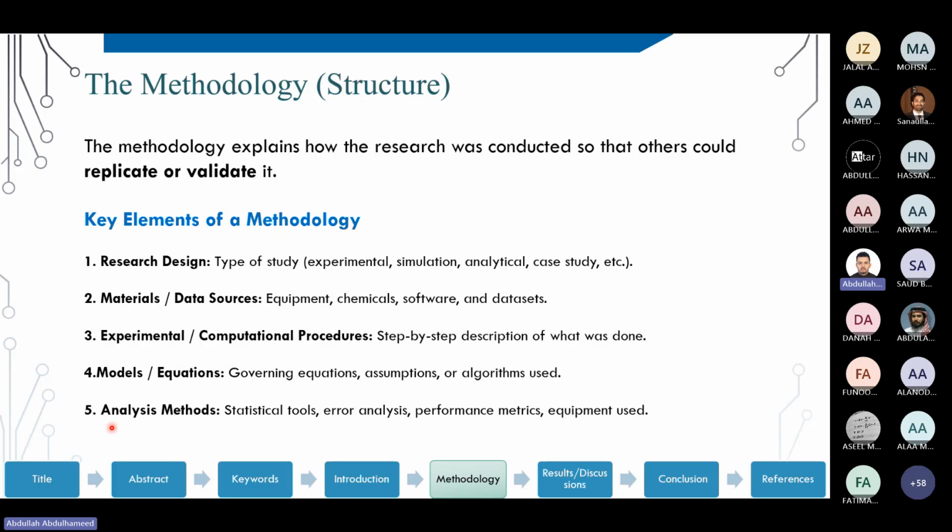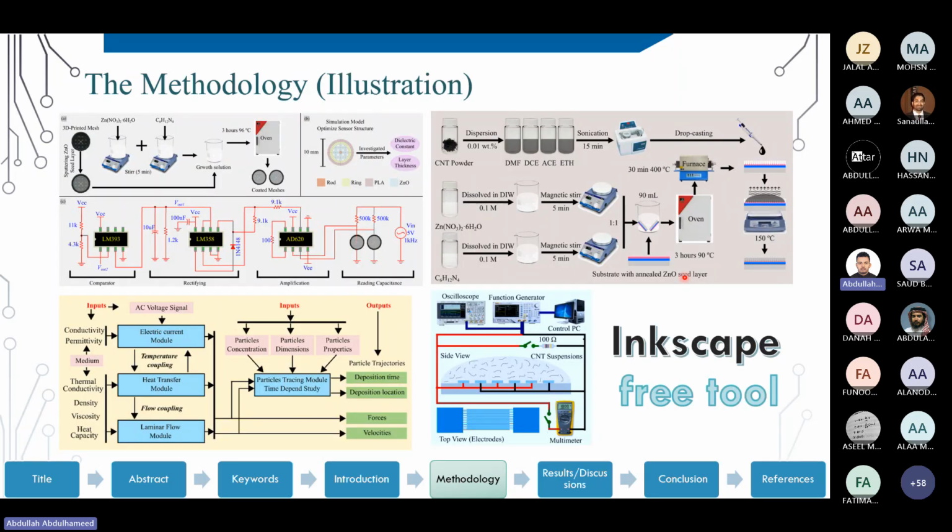The last element here, you can say analysis methods. Some people might analyze with, for example, statistical tools, error analysis, performance metrics. I already mentioned the equipment used. So mention all these things. If you are doing statistics, for example, you have large data you want to analyze, then mention these things. If you have error analysis, put the error bars in your curves. Okay, so this is about the methodology.